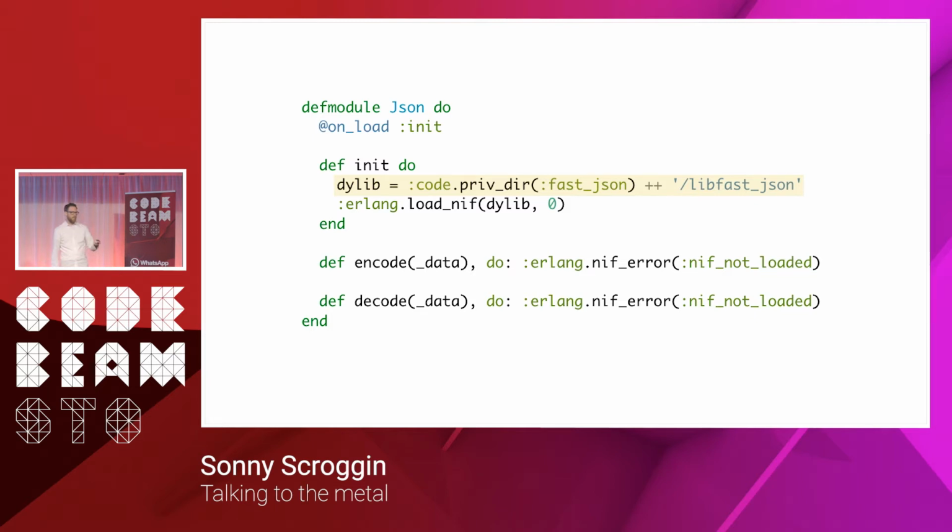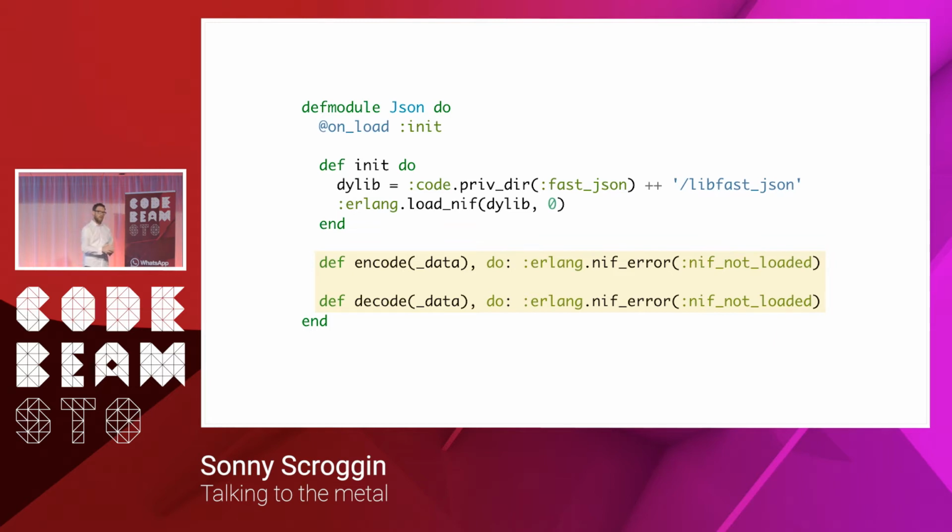And then we'll tell Erlang, go ahead and load this NIF. Then we have our actual NIF functions, which are going to be replaced when the BEAM loads. The actual implementation in the body of the function is just going to return an error if there was a problem loading the NIF in the first place.